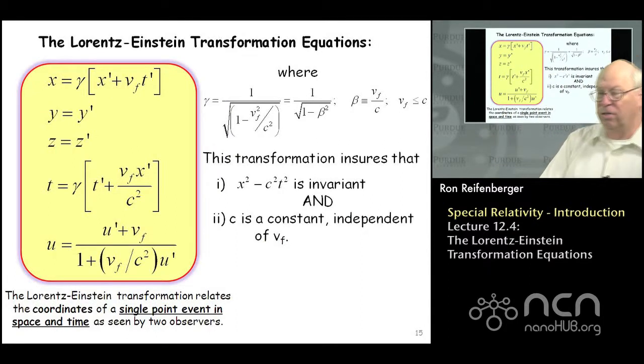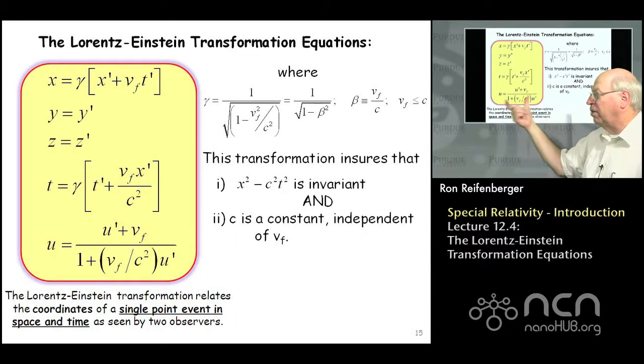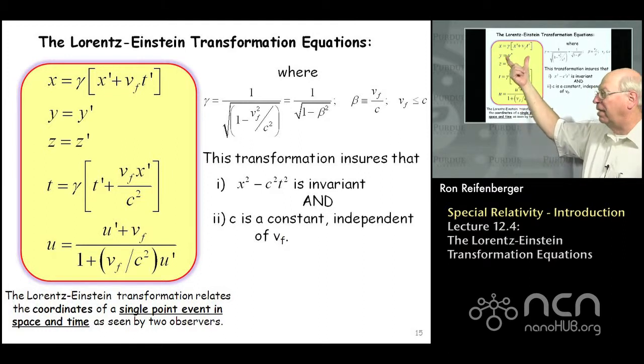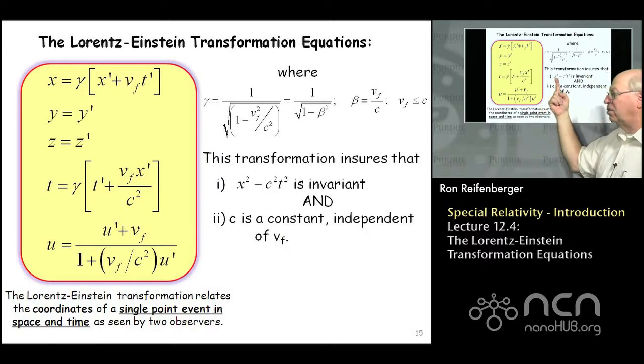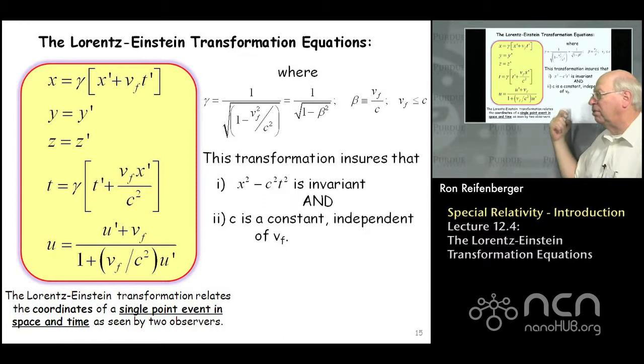It leads us to a final summary slide, which allows us to identify the Lorentz-Einstein transformation equations in terms of this parameter gamma, which is defined over here. It also gives rise to the velocity transformation equation. These equations are very interesting because they accomplish two things. One is they make this quantity invariant, independent of the motion of a reference frame. And the second is they give you a constant value for c, independent of the velocity of the moving reference frame v sub f.